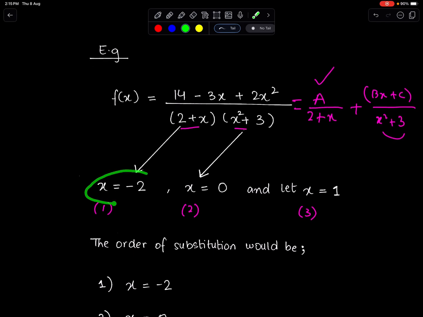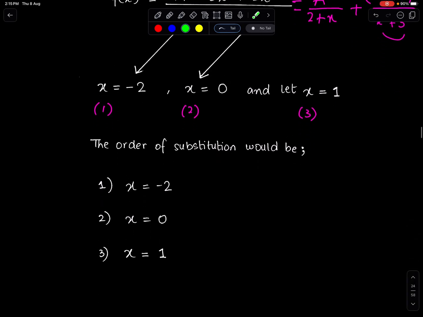Since we have got this value directly from this linear factor, so we will substitute this value at first. We will substitute this x0 at second and this one at third. This is the order of substitution. First substitute minus 2, then 0, and then 1 to make the calculation simple.